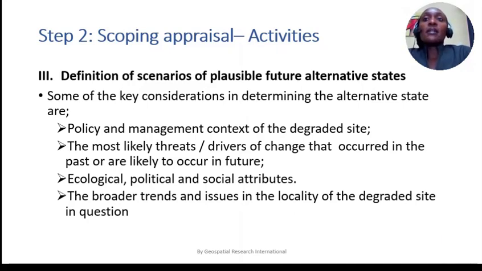Some of the key considerations in determining the alternative state are things like the policy and management context of the degraded site, and the most likely threats and drivers of change that occurred in the past or are likely to occur in the future. We also have aspects like the ecological, the political and social attributes, and also the broader trends and issues in the locality of the degraded site in question. For example, the stakeholders should research whether there are any existing plans for the ecosystem, like development plans for the area, or even aspects like the existing management practices within that particular ecosystem.